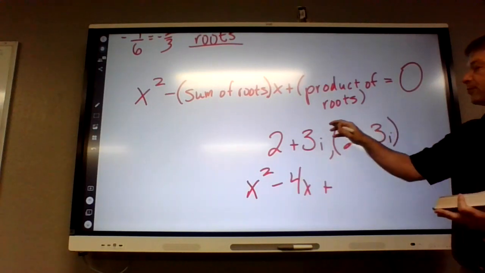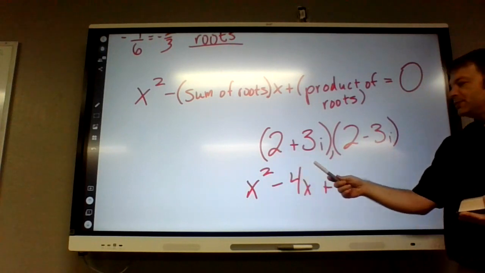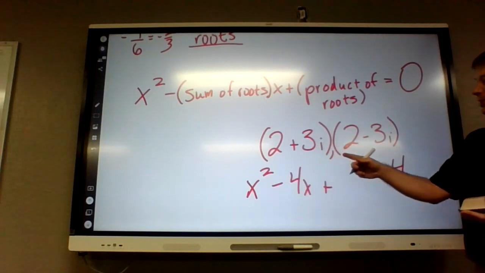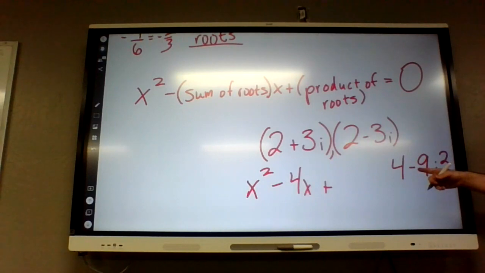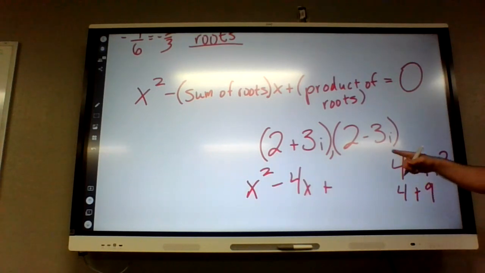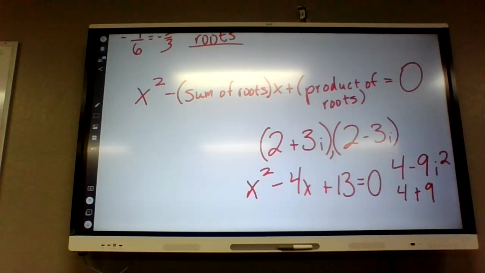That would be more like a FOIL problem. Since they're conjugates, you don't have to do the whole FOIL, you can just do first and last. 2 times 2 is 4. 3i times minus 3i is minus 9i squared. Remember that makes a negative 1, so this becomes negative 9 times negative 1, plus 9. So 4 plus 9 is 13. So anyway, that gives you the equation.